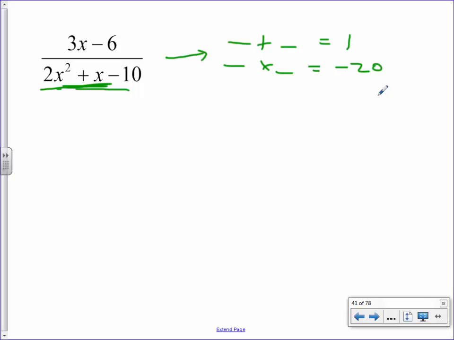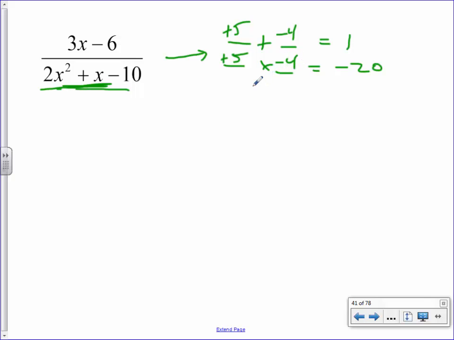Do we have to do the quadratic? No, this is factorable. Okay, what numbers times to give 20? 4 and 5. Thank you, sir. Which one's negative, though? Minus 5. Minus 4. Good. So go with a plus 5 and a minus 4.